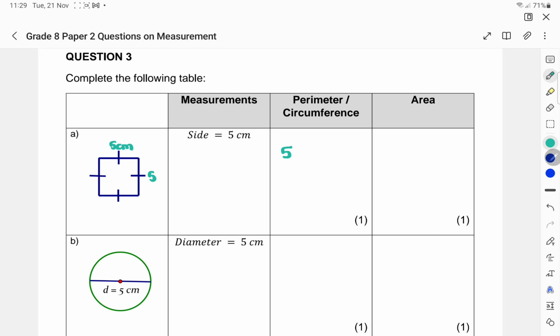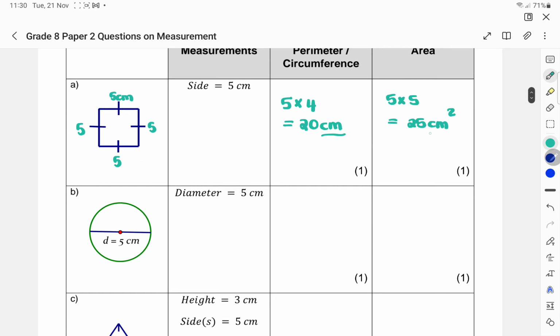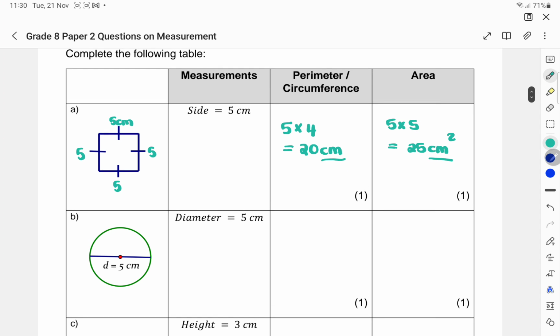Okay, so it will be 5 plus 5 plus 5 plus 5, which gives you 5 times 4, or 20 centimeters. What would be the area? The area would be 5 times 5, which gives you 25 centimeters squared. Okay, just be careful for your units. Make sure that you use it correctly. The perimeter is just a length, so you're not going to have any square or cube, and the area is always going to have a 2 because you're working with two-dimensional shapes.